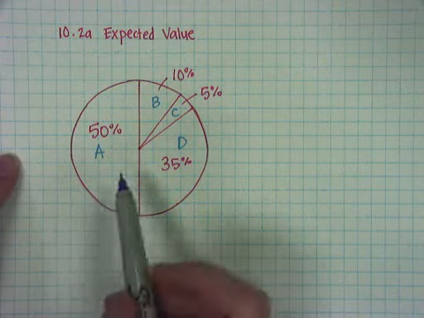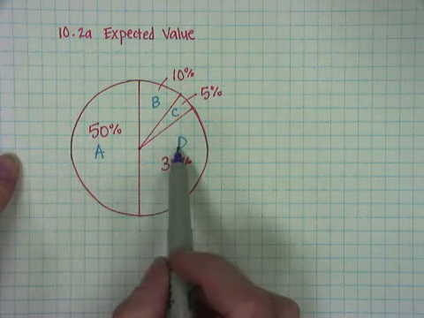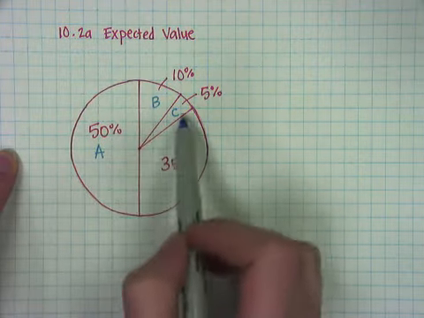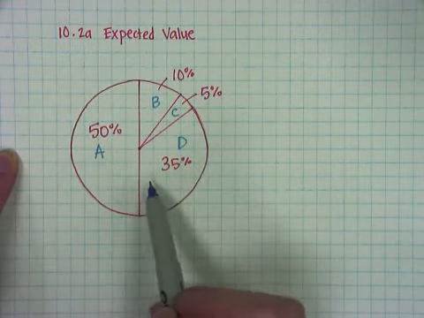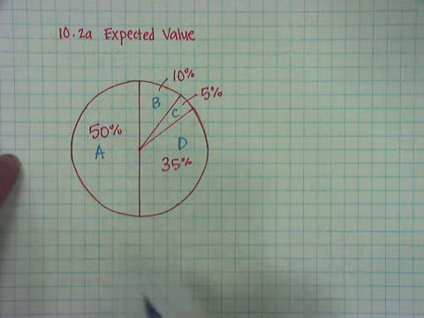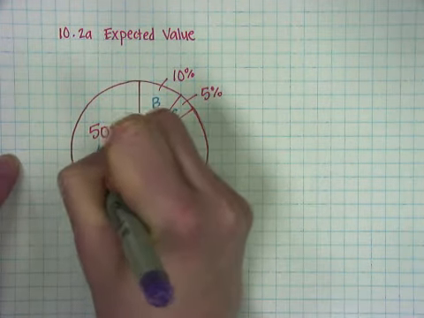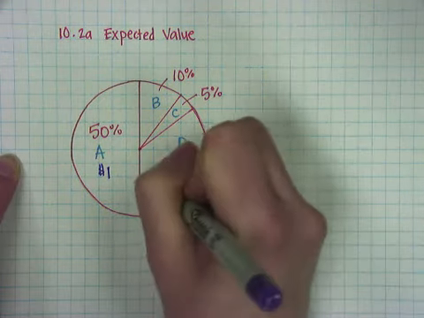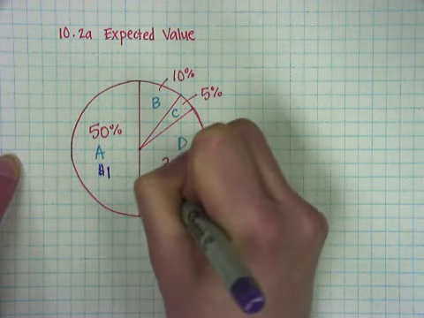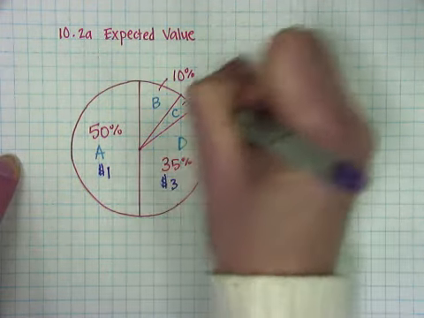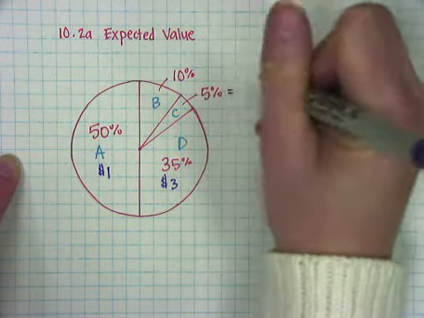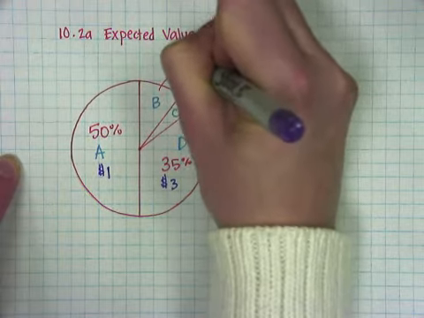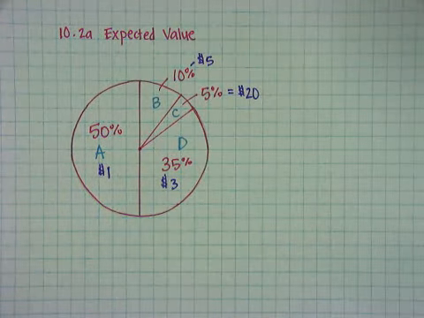So in this setup right now I've got region A, B, C, and D. Region A is 50% of my circle, B is 10%, C is 5%, and D is 35%. And if I were to add money amounts on this, let's say I made the 50% one worth $1. Every time I landed on it, I got $1. The 35% I made $3. The 5% would pay out, let's say, $20, and the 10% would pay out $5.